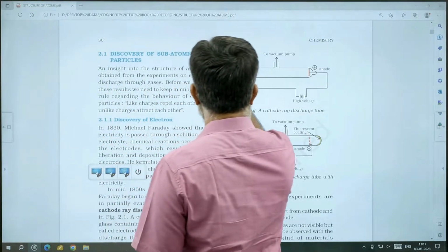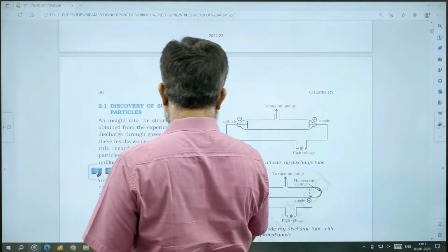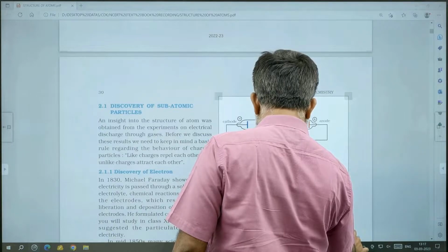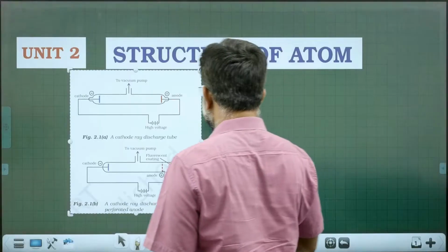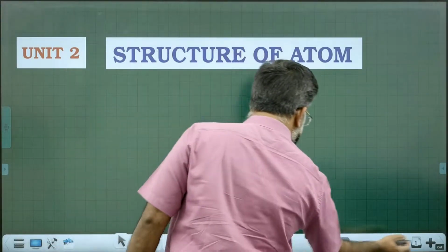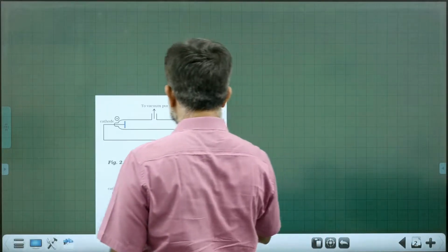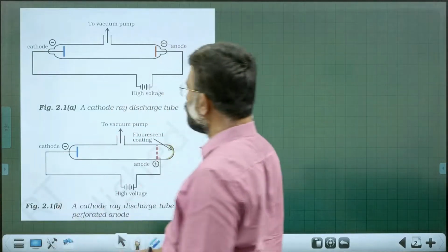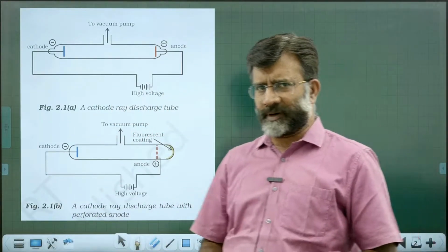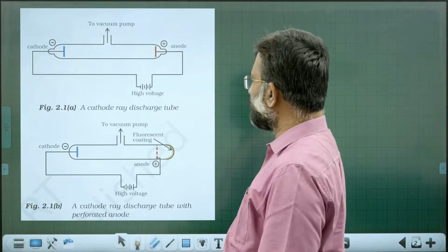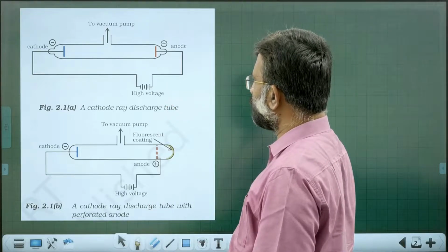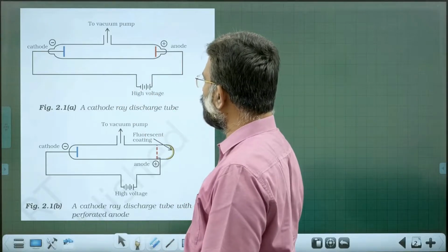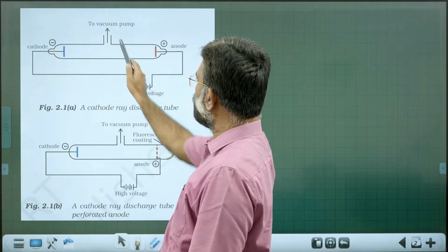This is cathode ray tube experiment. Cathode ray tube experiment. So I will take a copy to here. This is CRT experiment. All of you remember, and even in the lower classes you are learning about this, I believe. You see that a cathode ray discharge tube is like this. There is a cathode, two terminals, cathode and anode, and is connected. Tube is connected to a vacuum pump.